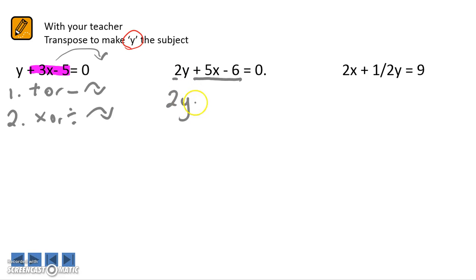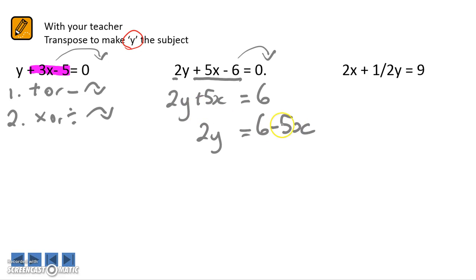So copy down the 2y. We're going to take the minus 6 over first, and so we change the sign when we do that, and it becomes a positive 6. The next step is I'm just going to take the plus over, so it doesn't matter the plus or the minus, whichever one you want to go through first, and change the sign when I take that over. Becomes 6 minus 5x.